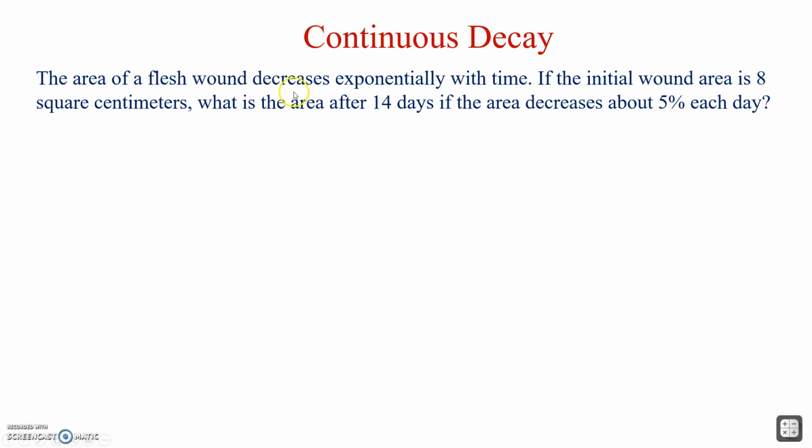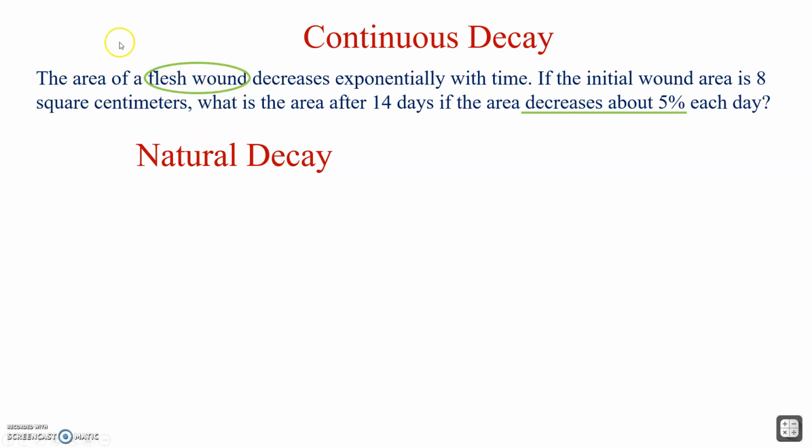The area of a flesh wound decreases exponentially with time. If the initial wound area is 8 square centimeters, what is the area after 14 days if the area decreases about 5% each day? All right, because we're dealing with a flesh wound and decreasing about 5%, this lets us know that we're actually working with natural decay. Because a flesh wound doesn't decrease or increase every minute, every hour or so. This is something that happens continuously.